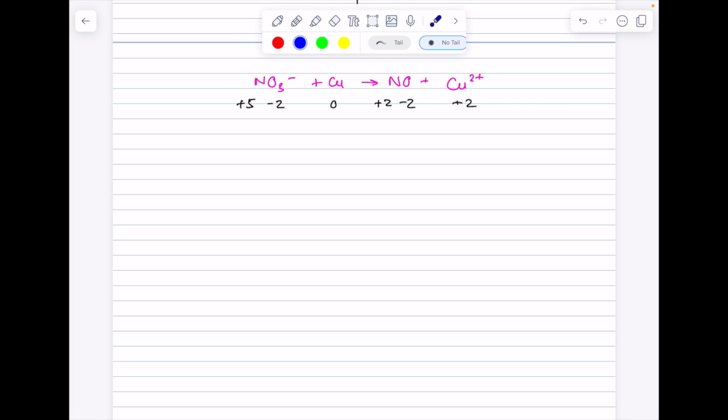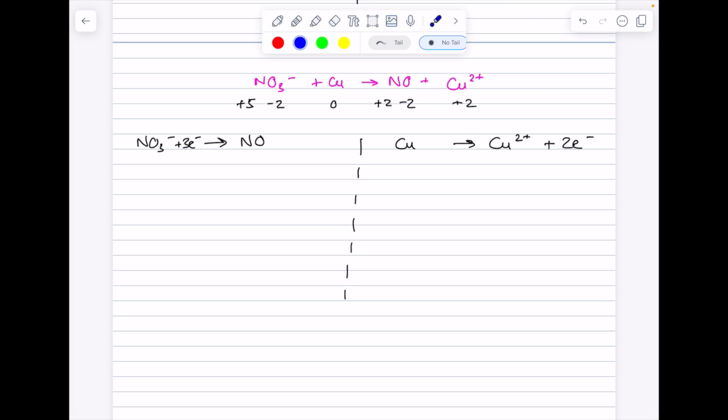So let's work out what's been oxidized and what's been reduced. The nitrogen's oxidation state has reduced from +5 to +2, so it's been reduced. The copper's gone from 0 to +2, so it's been oxidized. Let's split it up. So here's where reduction's taking place. Here's where oxidation has occurred. Let's sort out the electrons. So for nitrogen, we're going from +5 to +2, which means we need to add 3 electrons here. Copper's gone from Cu to Cu2+, which means we need to add 2 electrons right here.